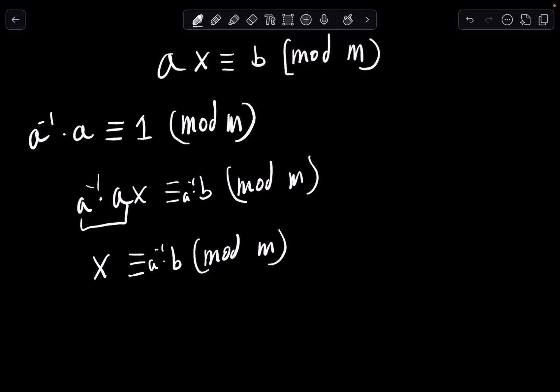There is an algorithm you can use to find it called the extended Euclidean algorithm. However, we will not be doing that in this video. We'll be going over that in the next one. So we're going to be talking about this today and going over some examples and getting some practice in.